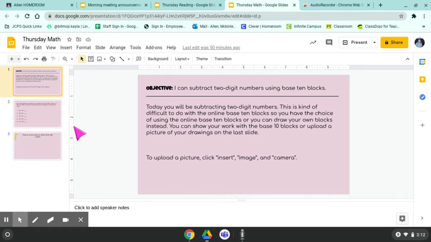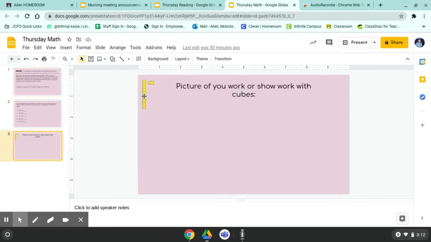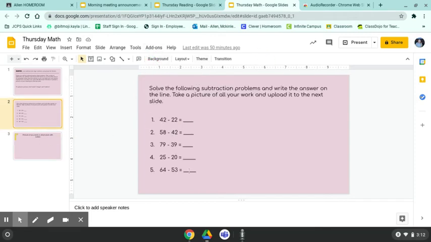So you have two options. You can either draw your base 10 blocks on a paper and show your work that way, or you can use the manipulative online base 10 blocks, which are right here on the last slide. You have 5 different problems you're going to solve. These are all subtraction problems using two-digit numbers. We're going to solve number 1 together as an example.